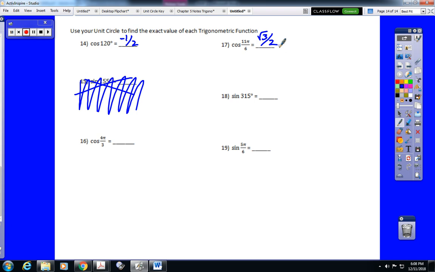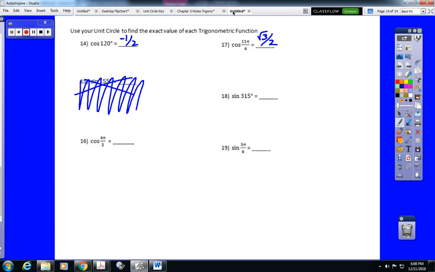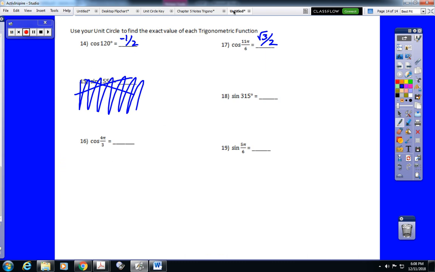Okay. Again, you should pause the video and try the other 3 on your own. Okay, sine of 315 degrees. We find 315, we go out. The second number is the sine, so negative root 2 over 2.